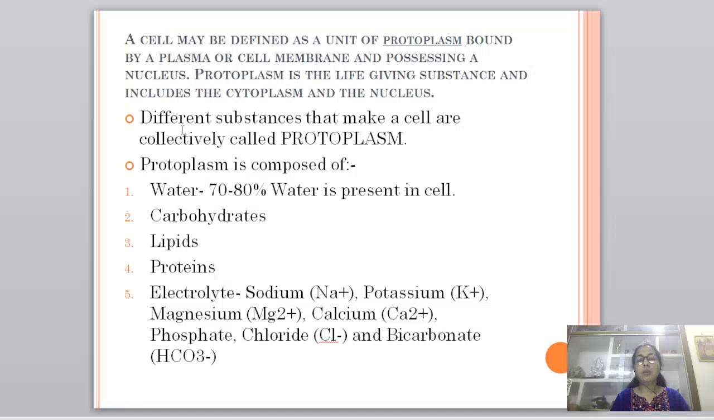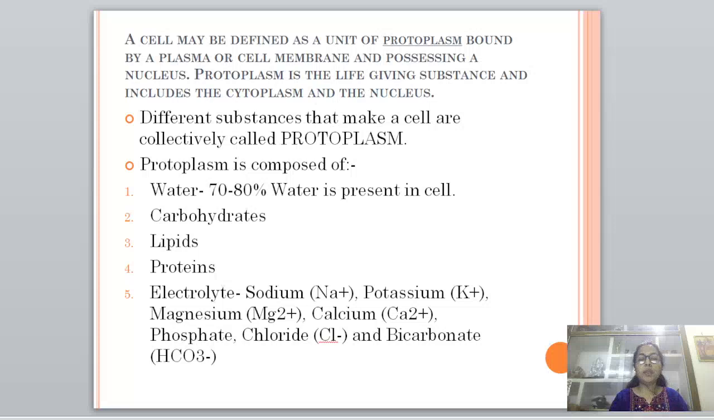Okay. Now, the different substances that make up a cell are collectively called protoplasm, and it consists of water. The majority of the cell is water, that is 70 to 80%. Then there are carbohydrates, lipids, proteins, and electrolytes. Electrolytes include sodium, potassium, magnesium, calcium, phosphate, chloride, and bicarbonate. So this is what protoplasm consists of.